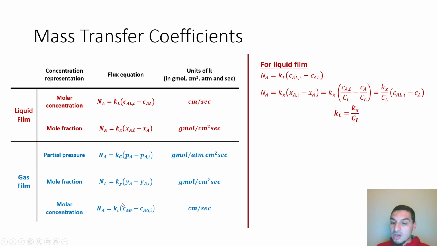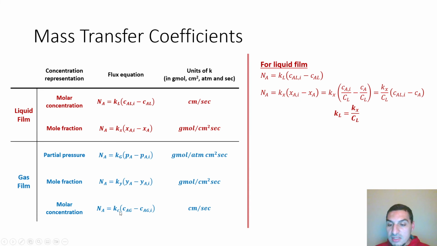So these are different forms of representing the mass transfer flux, and then the mass transfer coefficient will vary to fit with the driving force. Here it's kg, which has units of gram mole per atmosphere centimeter square second. If you multiply it by partial pressure, it's going to be gram mole per centimeter square second. Here it's mole fraction, so it's dimensionless, so this has the same units as Na, gram mole per centimeter square second.